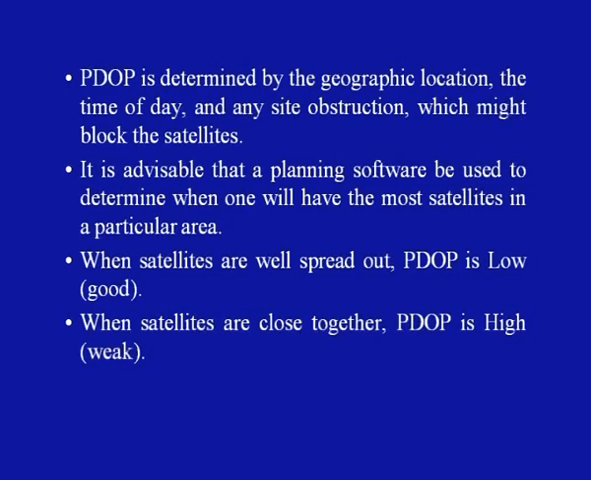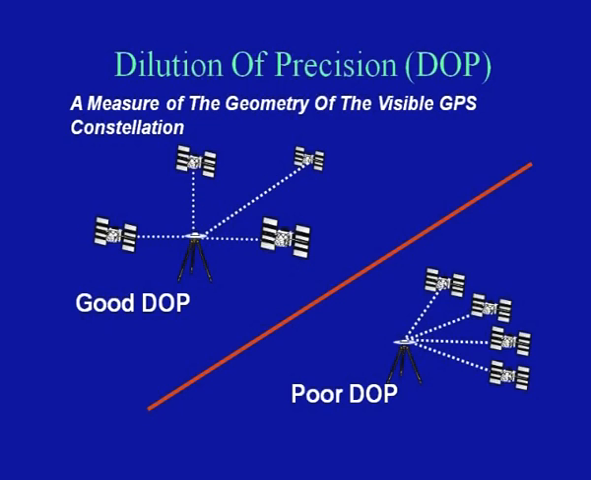When the satellites are well spread out, PDOP is low, or we can say the satellite geometry is good. When the satellites are close together, the PDOP value is high, or we can say that the configuration of the satellite geometry is weak. This particular slide provides a schematic representation of good DOP and poor DOP. In a good DOP, we find that the geometry of the visible satellites communicating with the GPS receiver are well spread over the sky, while in a poor DOP, we find that the satellites are concentrated and located close to each other, maybe on one side.